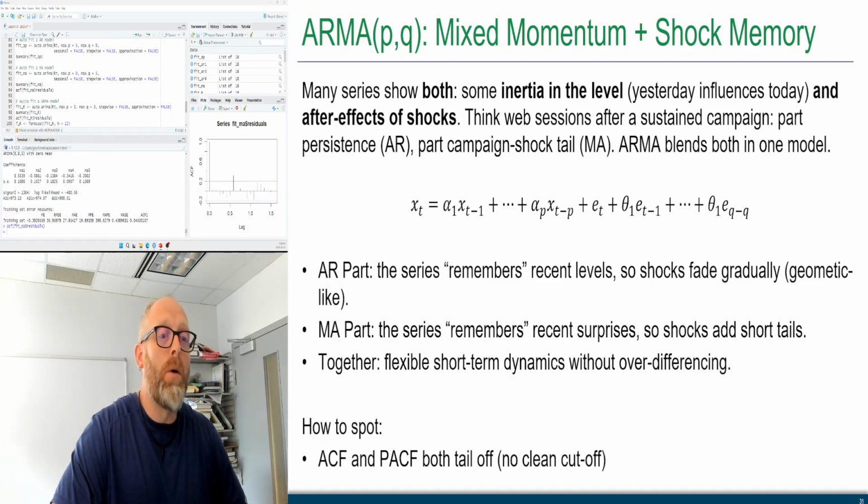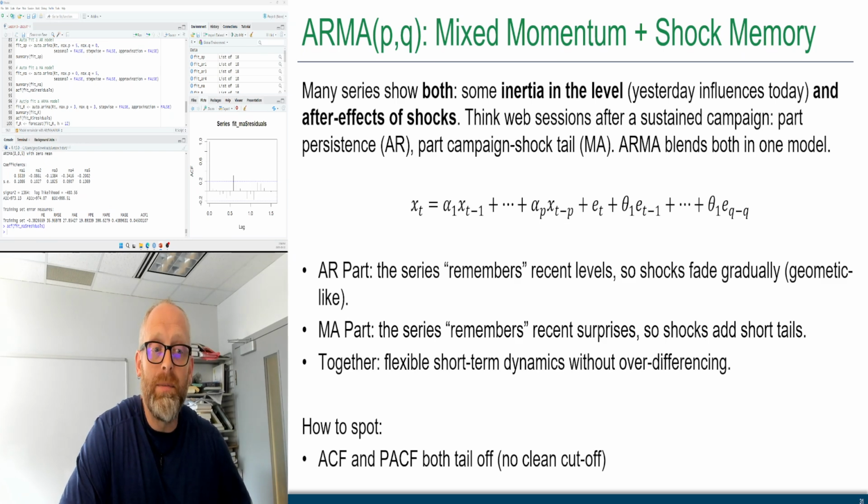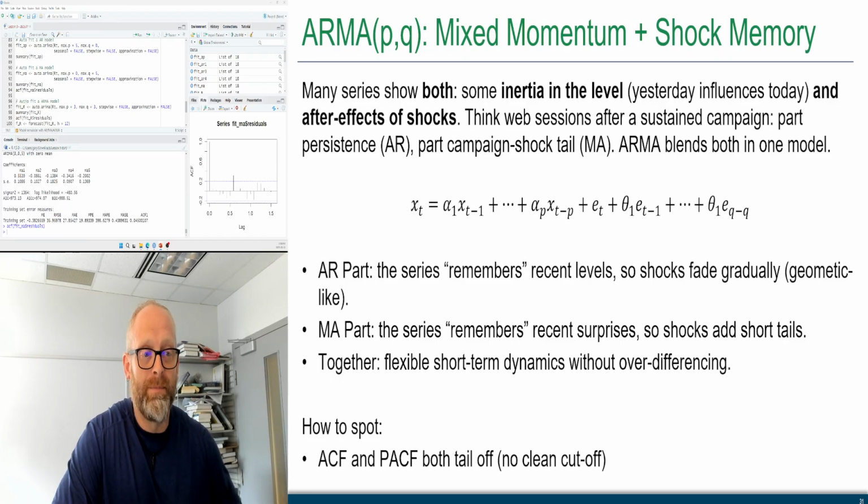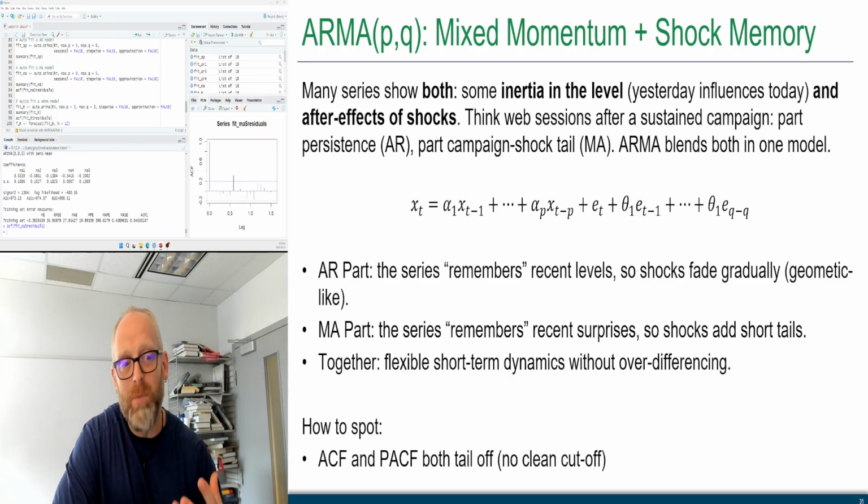So many series show both some inertia in the level, so again, yesterday influences today, and after effects of shock. Think web sessions after a sustained campaign. Part of that is going to be persistence, so part of that's going to be an AR, but part of that campaign is going to be a shock tail, so we need a moving average aspect to it. So an ARMA blends both of those models into one. And basically all we're doing is we're taking both and merging them in.